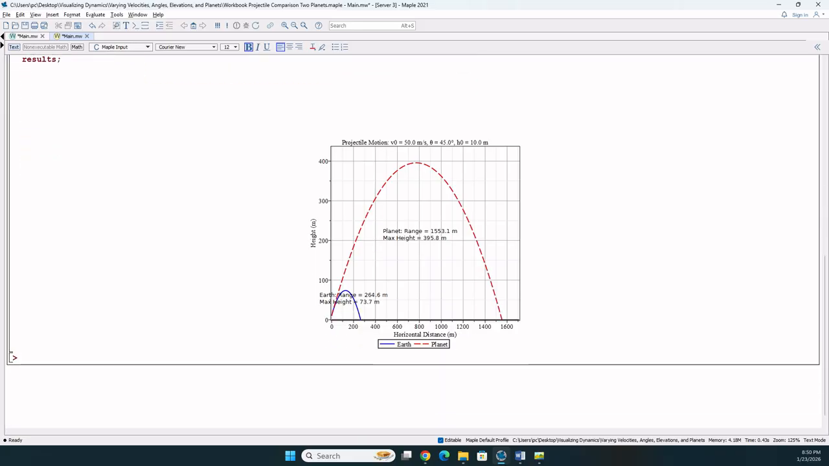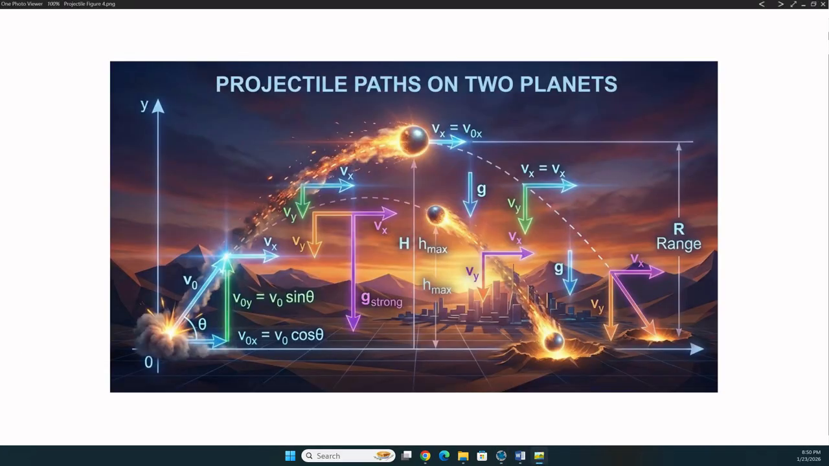I should mention that all the images used in this video were created by AI, while all the codes required for the Maple workbooks to function properly were provided by me.